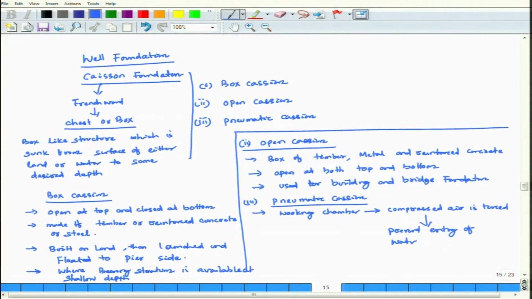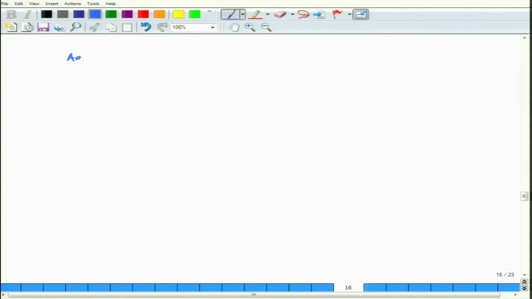What is the advantage of providing well foundation over our regular deep foundations? Somebody can ask, in which condition or why should I go for well foundation rather than providing deep foundations? Of course, well foundations are also deep foundations. So, the advantages of your well foundation.